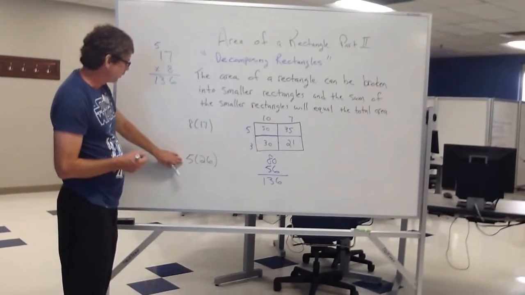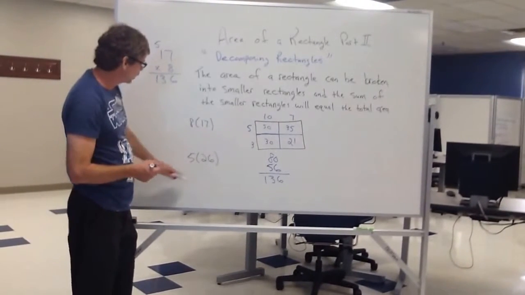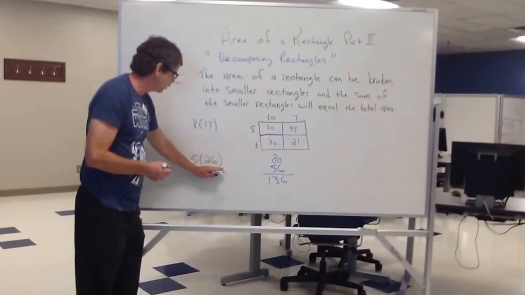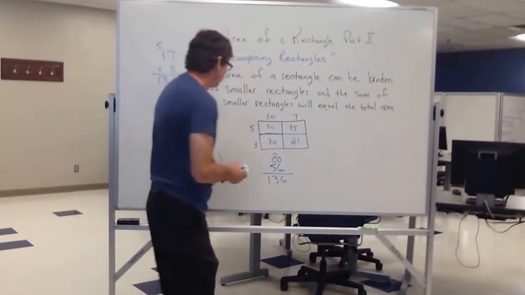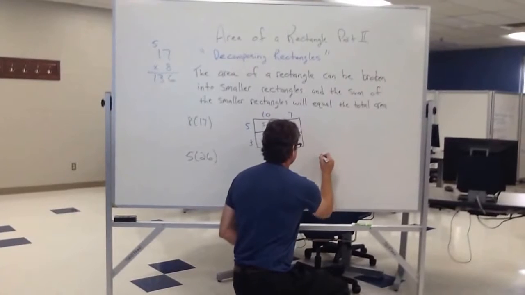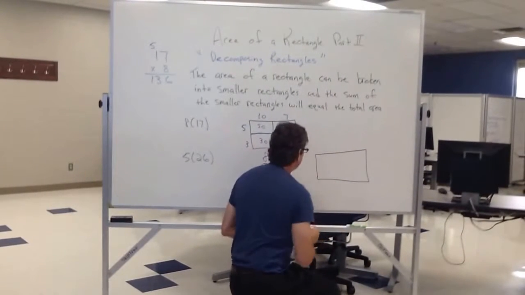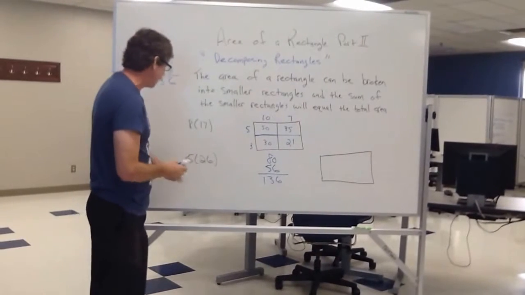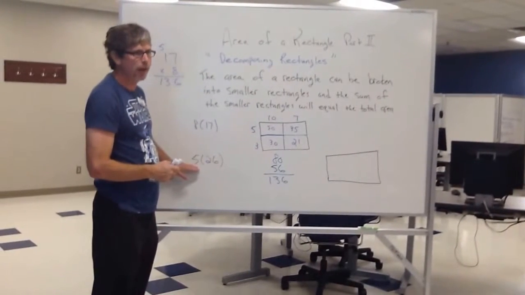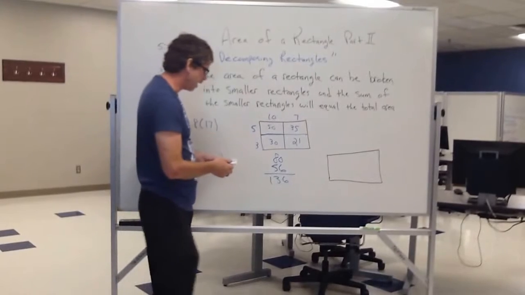This next example I have 5 times 26. And again, the way I want to multiply this is using rectangular thinking. So I'm going to create my rectangle. And again, you can use any numbers you want. I like the 5 like it is. 5's a friendly number to me. I like to multiply by 5s.